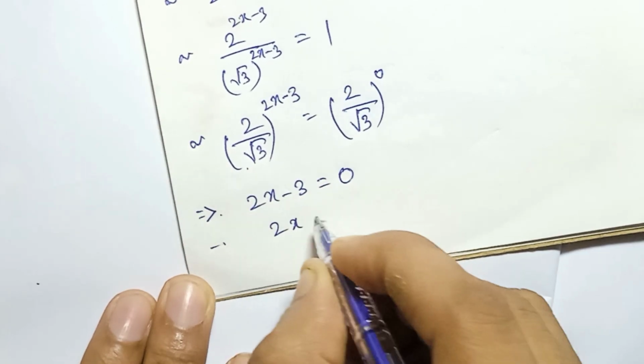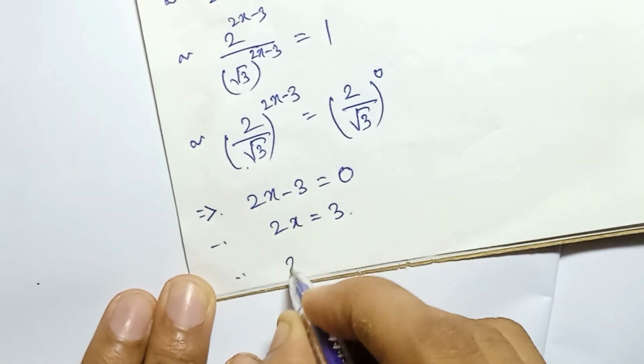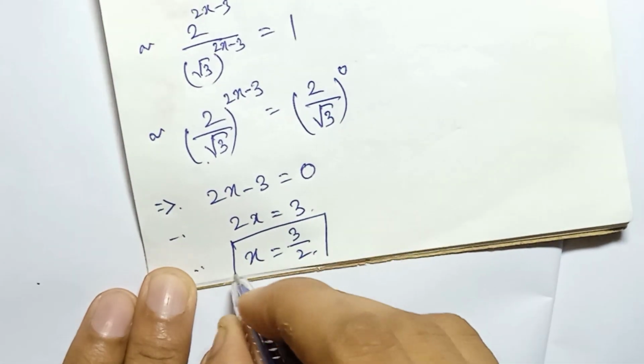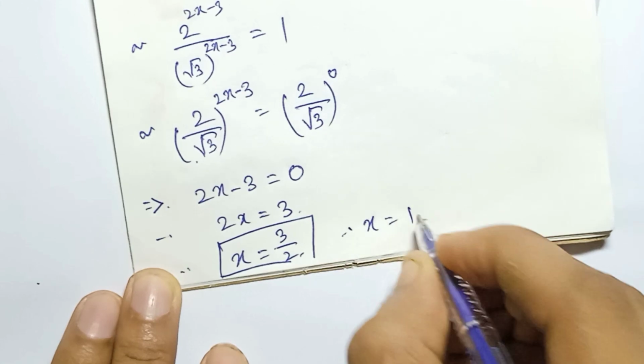Therefore 2x is equal to 3. Now therefore x is equal to 3 by 2. This will be the answer, and also we can write x is equal to 1.5.